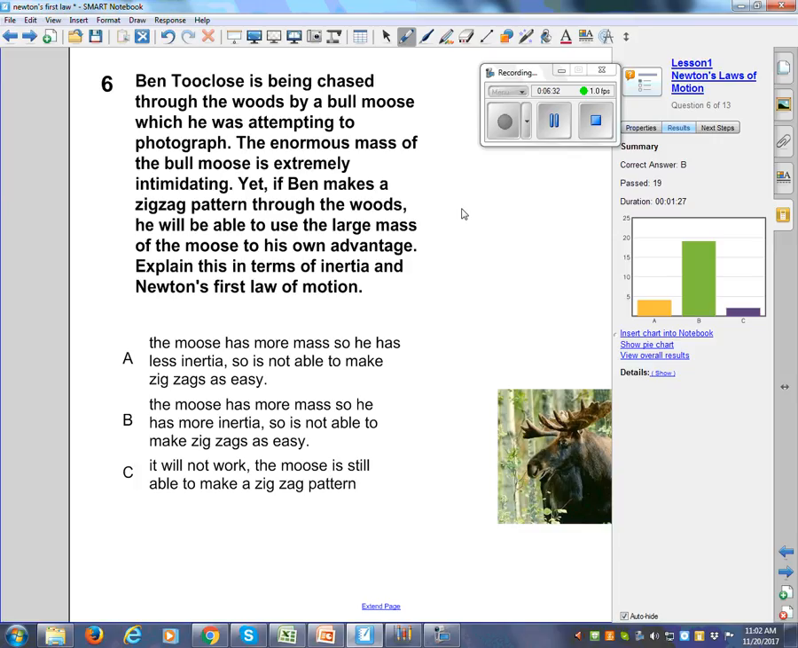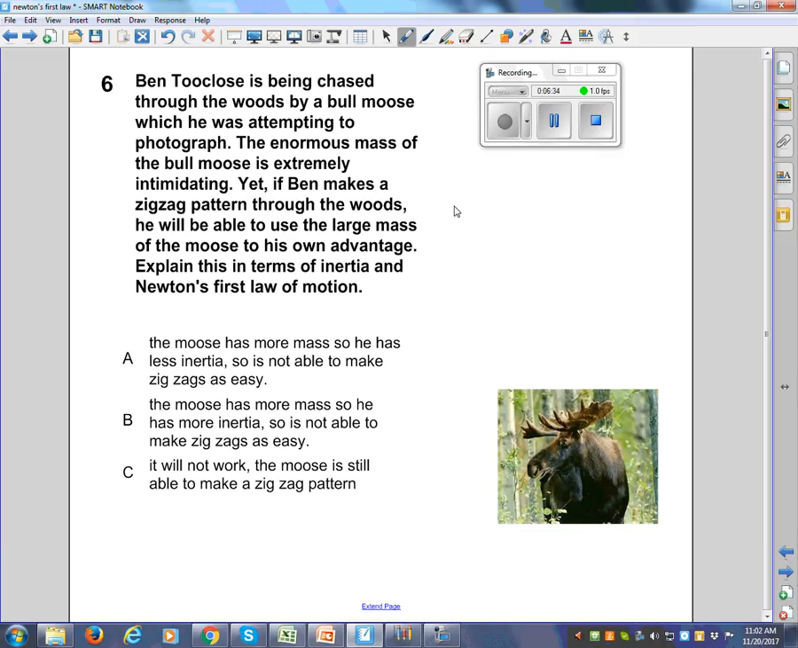Well, the answer is B. Right? The moose has more mass, so he has more inertia, not able to make zigzags as easily. Right? If you're small, you can go left to right. You can change your direction quite quickly. It requires a small force. The big moose can't do that, right?